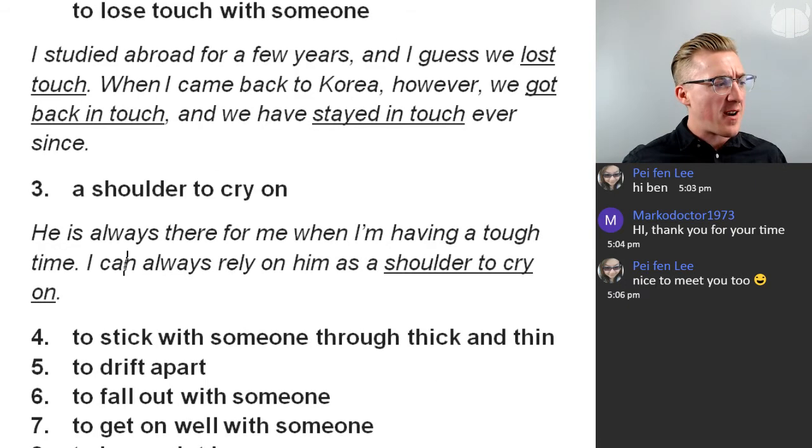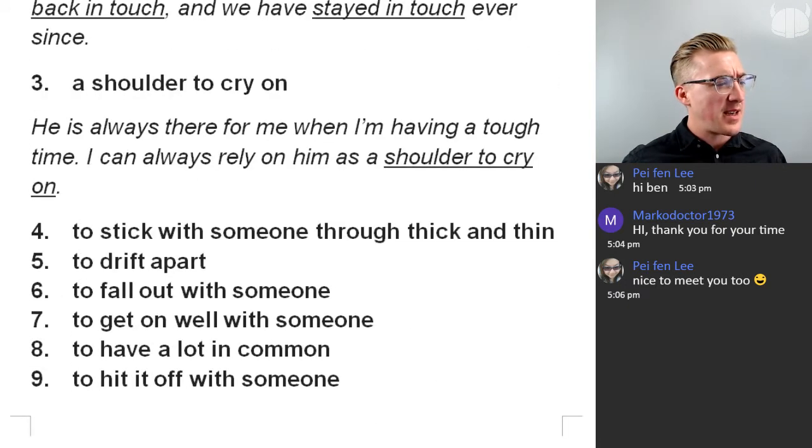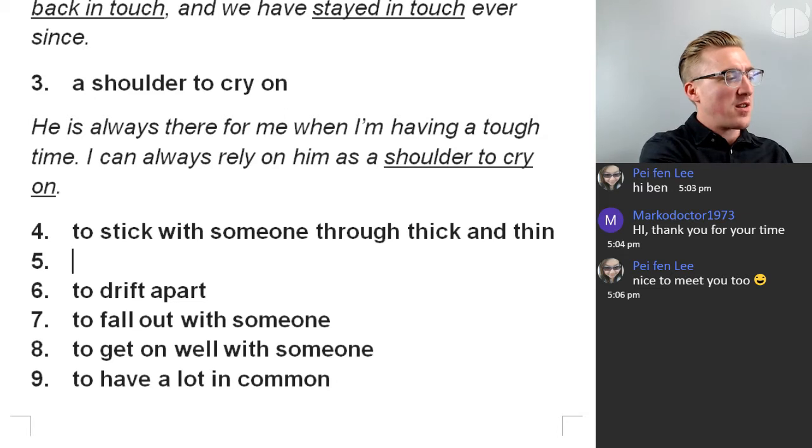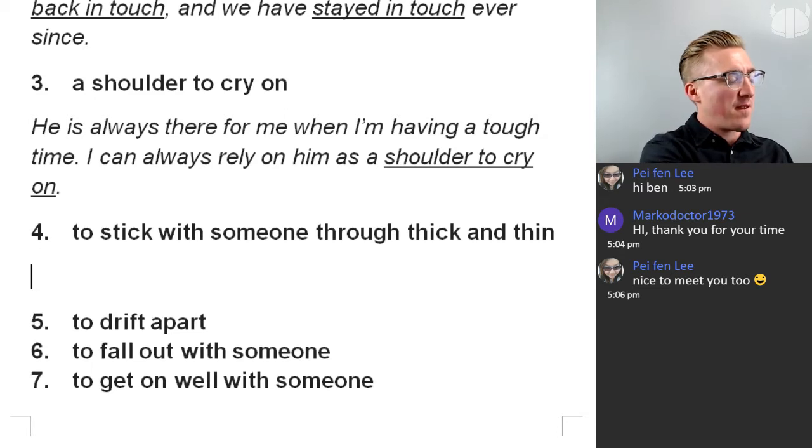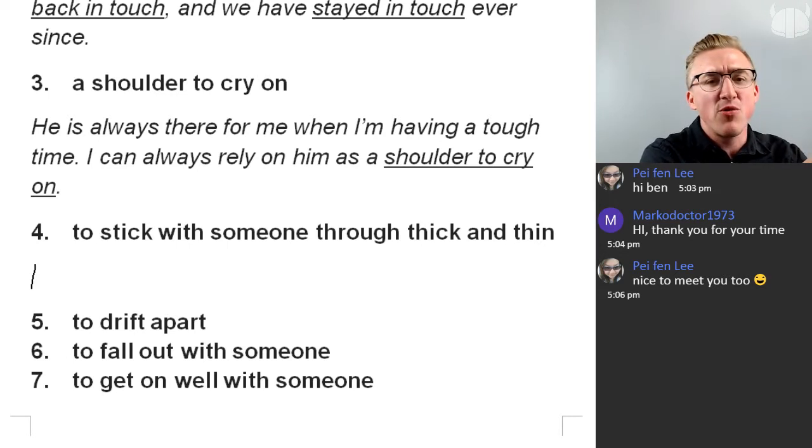Why don't we move on here? Let's see. To stick with someone through thick and thin. What does that mean? Through thick and thin would be through good times and bad times, right? And this is another way of saying he or she is always, I can rely on this person, even when things in my life are not going well, right?